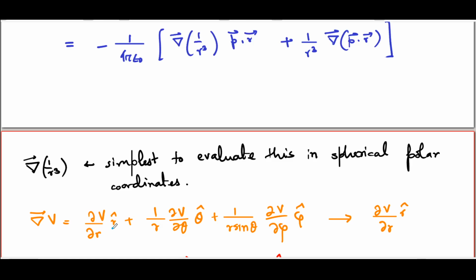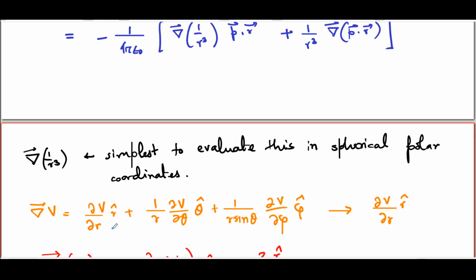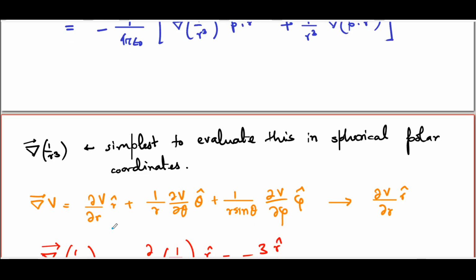Because out of the three coordinates r, theta and phi that are there in spherical polar coordinates, only one of them, r, is involved in this expression. Now, if you remember, there is something we had worked out in our very first lecture of the series. Gradient of v in spherical polar coordinates is given by del v del r r hat plus 1 by r del v del theta theta hat plus 1 by r sin theta del v del phi phi hat. And this would go over in this special case where v depends only on r.